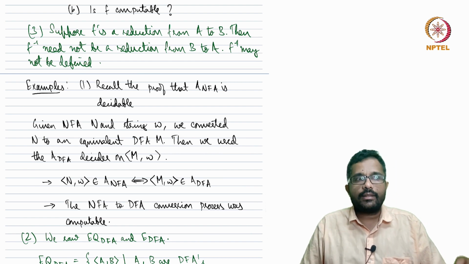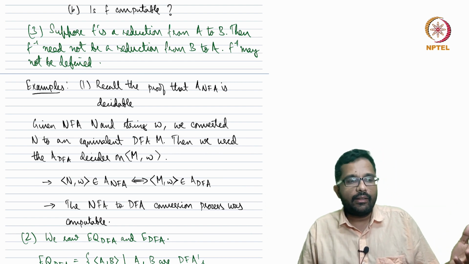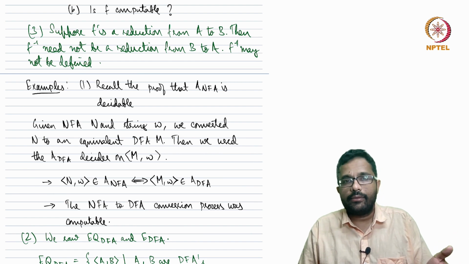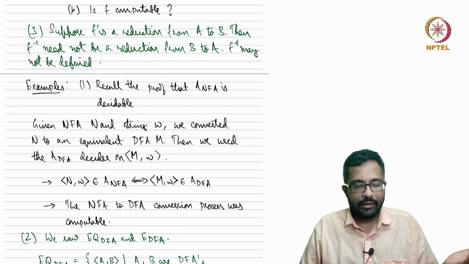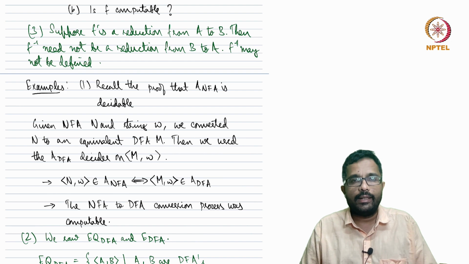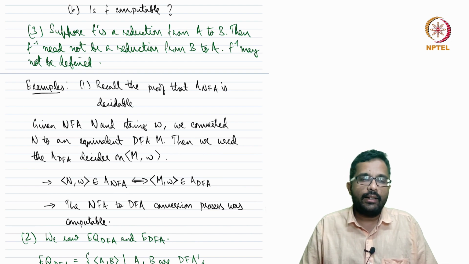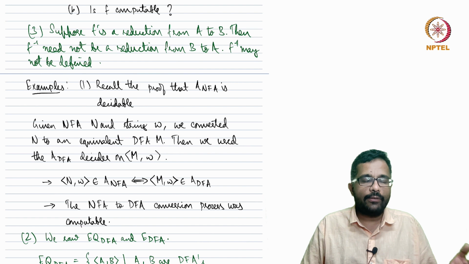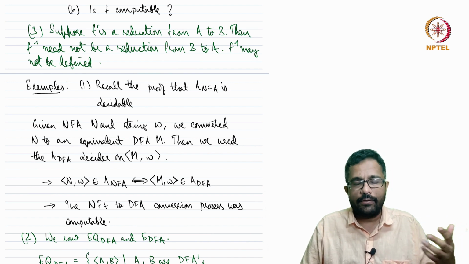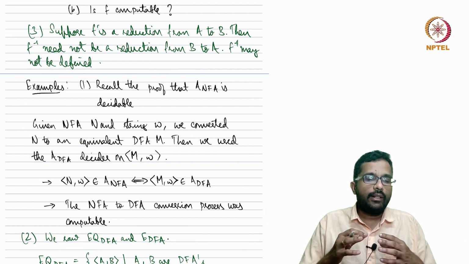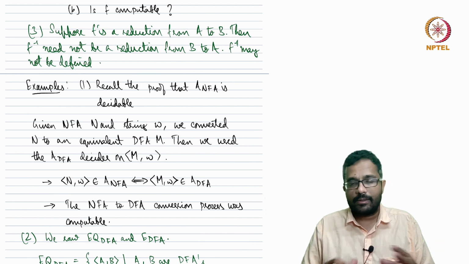So what we did was we recalled that every NFA has an equivalent DFA, and we constructed this equivalent DFA using the equivalence proof. Then, given NFA N and a string W, we converted the NFA N to an equivalent DFA M, and then we used the A_DFA decider. A_DFA is the problem of determining, given a DFA M and a string W, whether the DFA M accepts the string W.